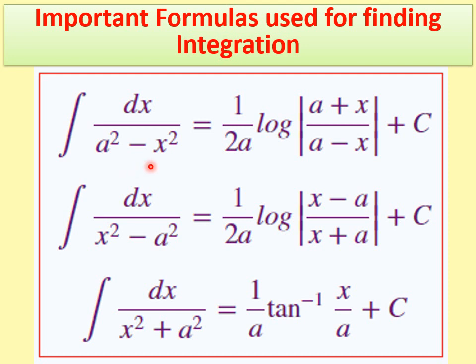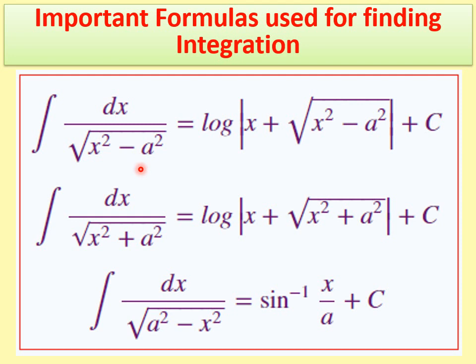Integral dx over a square minus x square equals 1 over 2a log modulus of a plus x over a minus x plus c. Integral of dx divided by x square minus a square equals 1 over 2a log modulus of x minus a over x plus a plus c. Integral of dx divided by x square plus a square equals 1 over a tan inverse x over a plus c.